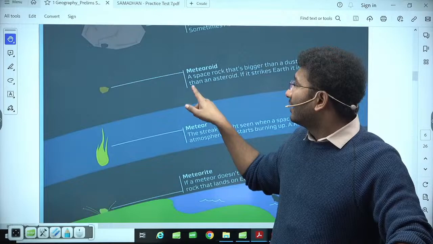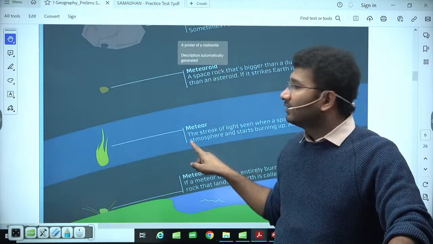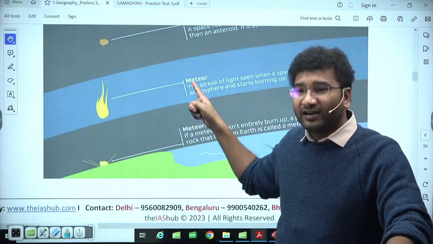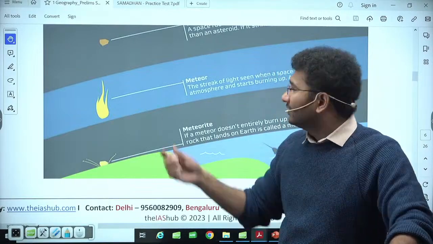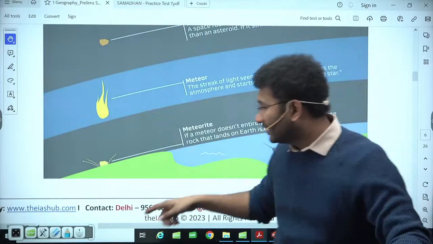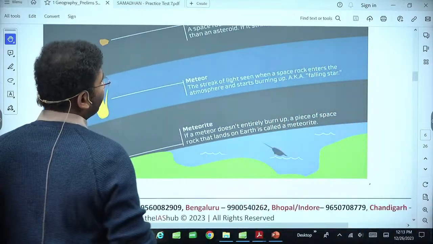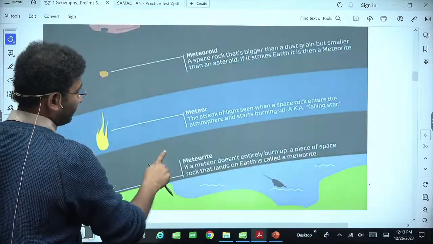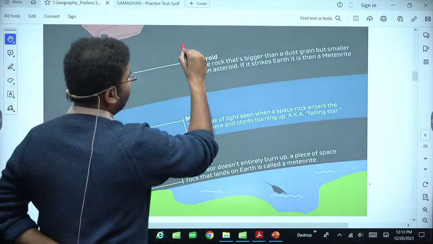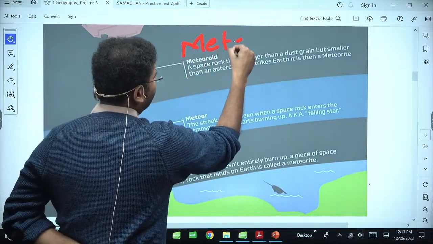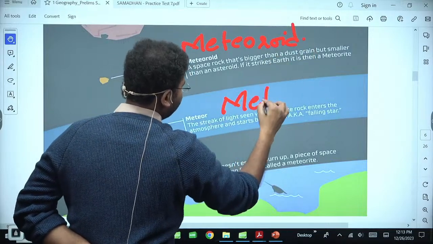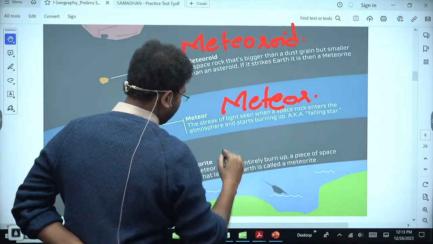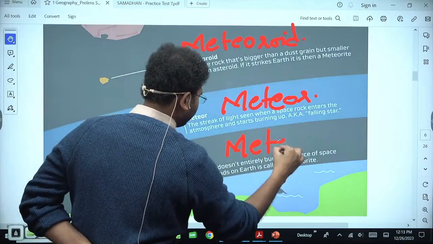Look at the spelling, METEOROID. But again, when it enters into the Earth's atmosphere, it burns off. जब भी ये burn करेगा, इसे कहा जाता है meteor. METEOR. This is meteoroid, this is meteor, and this is meteorite.